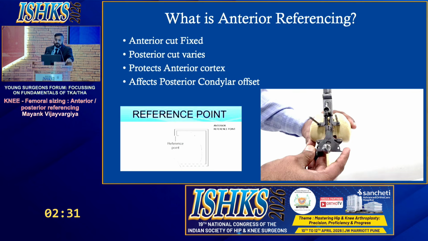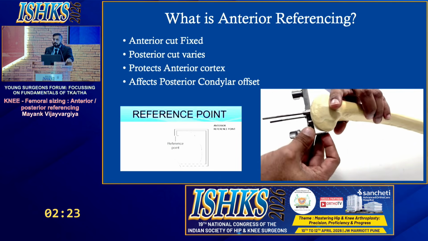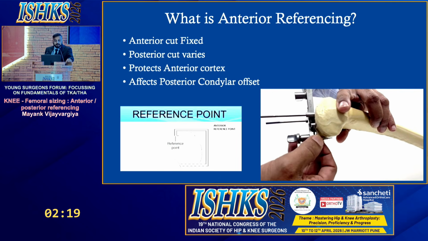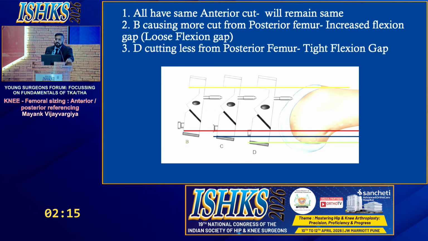Now coming to anterior referencing system. Here we reference from the anterior part of the femur, and therefore the anterior cut remains fixed and the posterior cut varies in between the sizes. It does protect your anterior femur, but it affects the posterior condylar offset. In between sizes B, C and D, all of them will cut anterior femur from the same size.